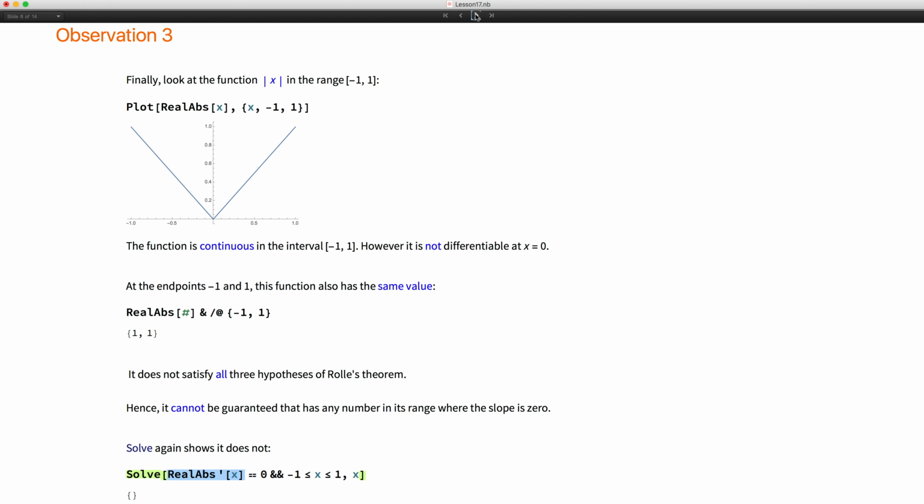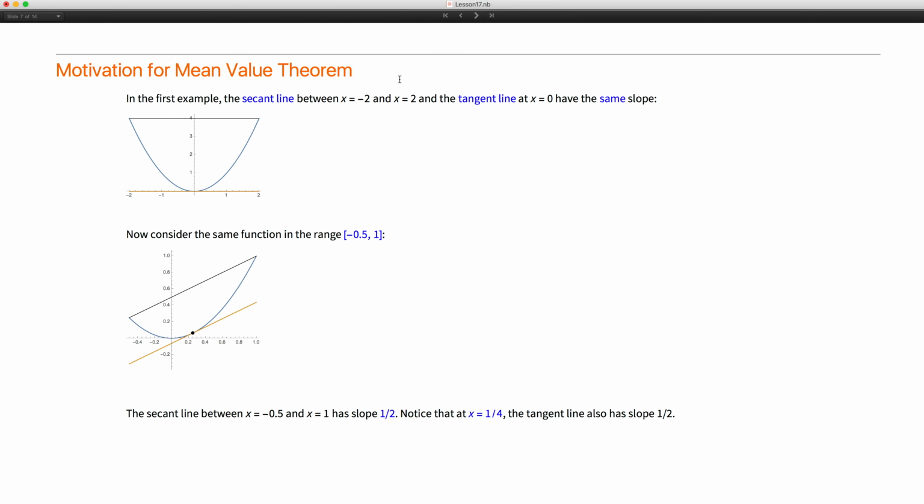Okay, so now on to the mean value theorem and some motivation. In the earlier example, we said that the secant line between -2 and 2 and the tangent line at 0 have the same slope. Now, the whole situation is very symmetrical. So what we do is we make it slightly less symmetrical by looking at the interval -0.5 to 1. So that's the interval over here.